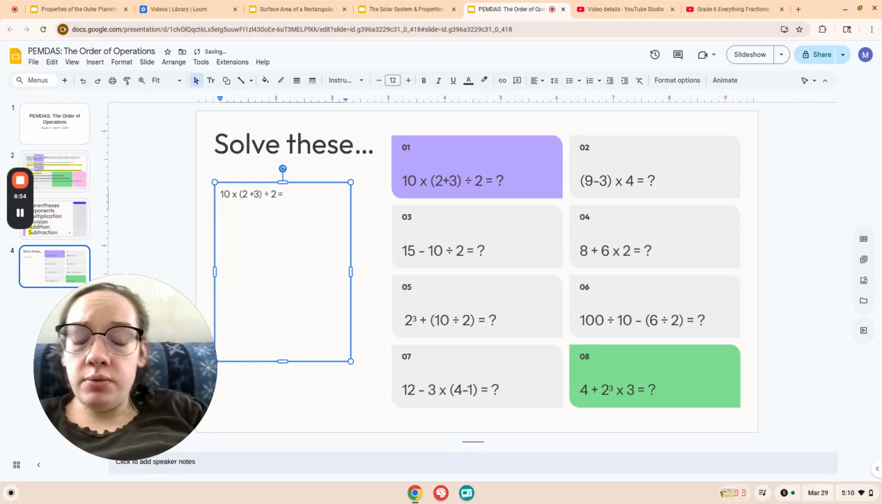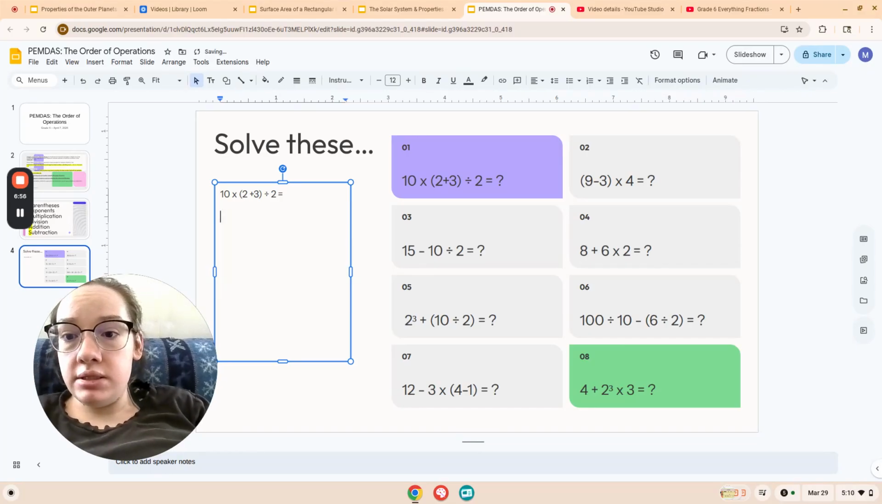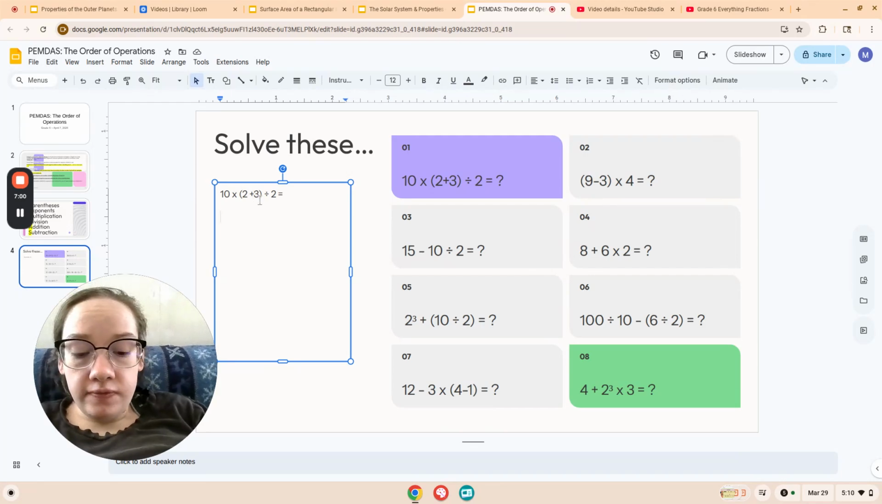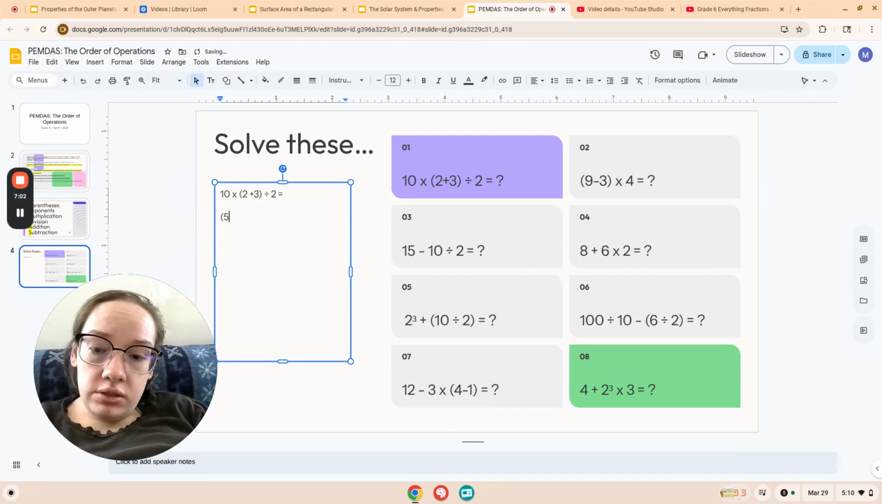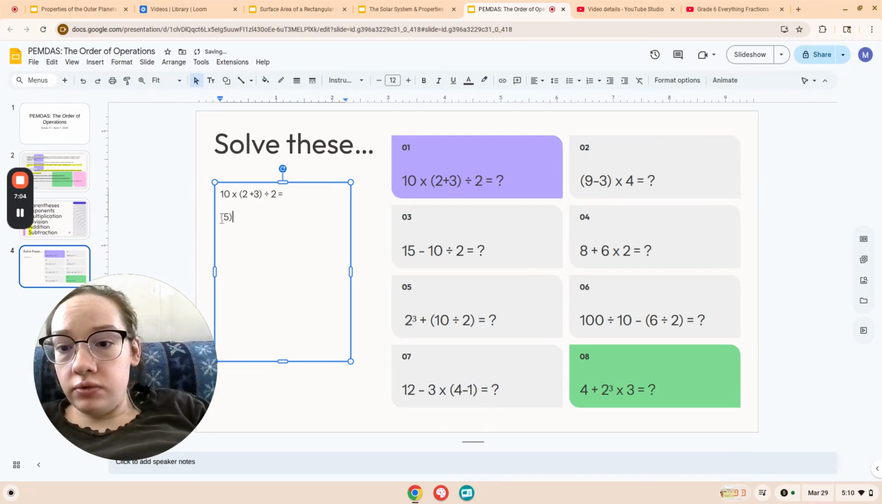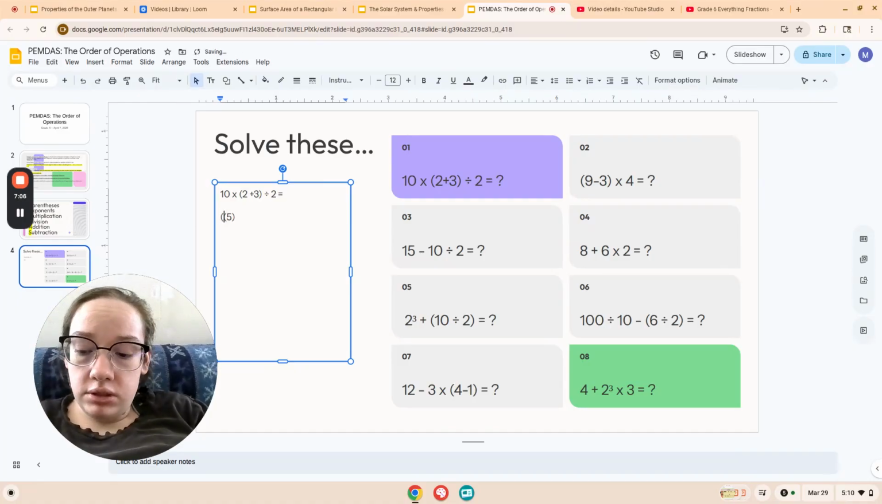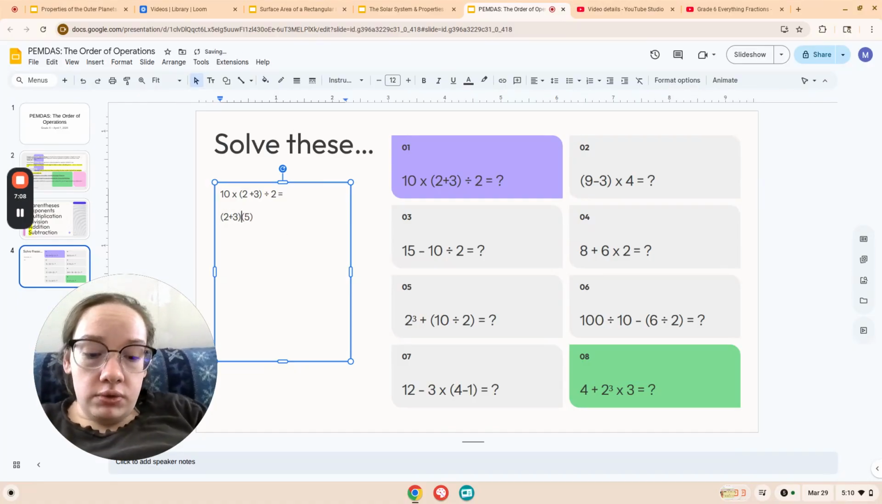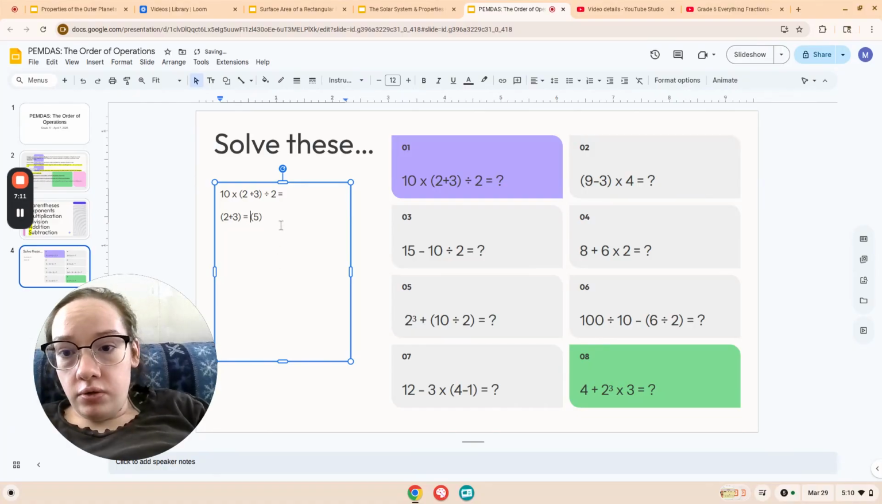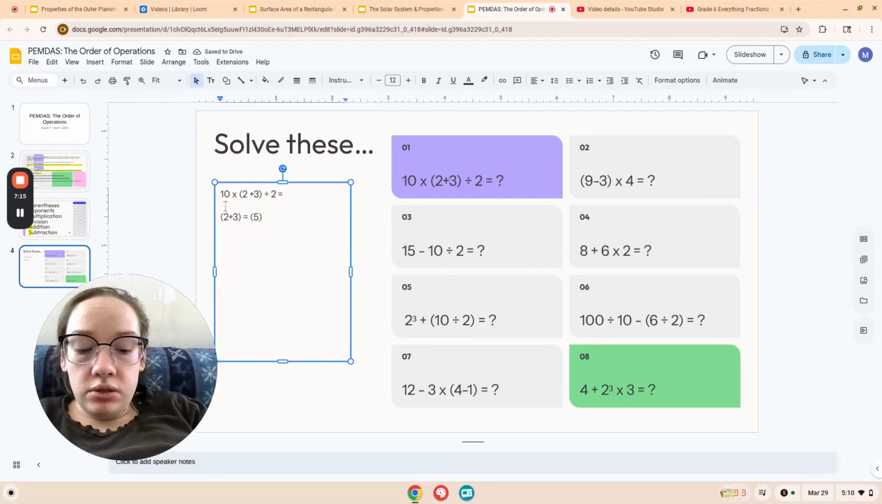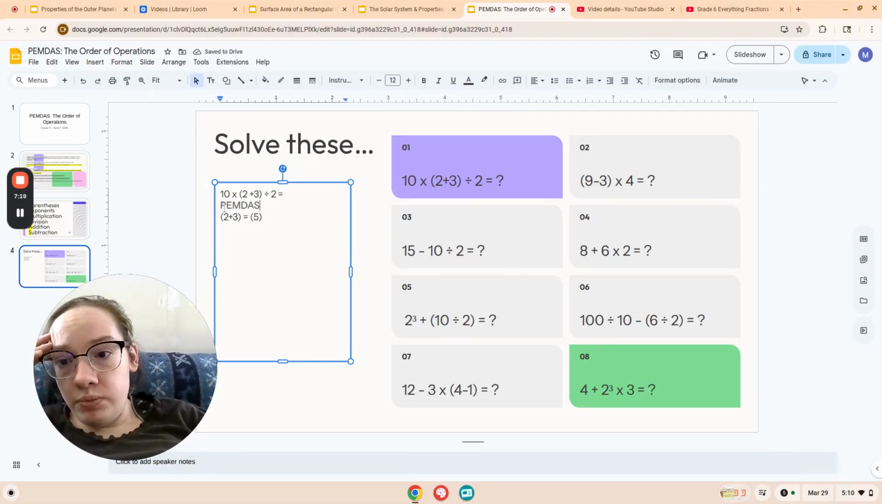So what is the first step with PEMDAS? P, parentheses. So we have to figure out what is in the parentheses. So 2 plus 3 is 5. Okay, so I know that's 5. Let me label that so you can see here: 2 plus 3 equals 5. Okay? Now, what comes next? So let's write this out. Sometimes it's good to write the little acronym above so you can see that you're doing this right. So I did parentheses first.